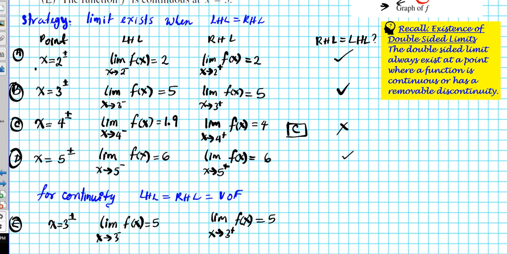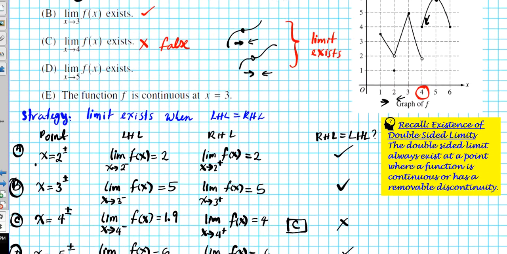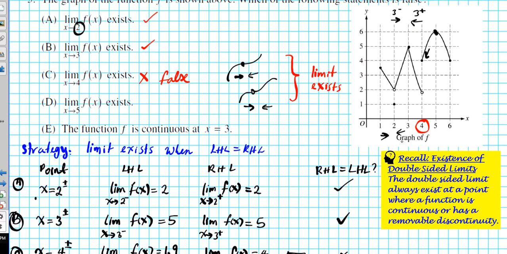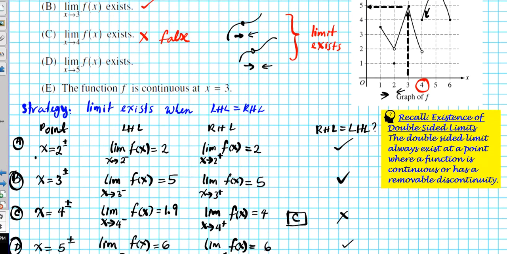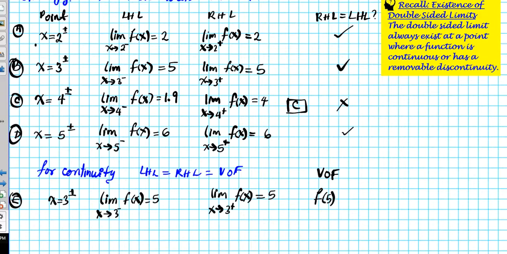We need another condition. We need to find the value of the function. What is the value of the function at x equals 3? So all we are simply doing is evaluating the function at x equals 3. So what is f of 3? At x equals 3, what is the output? We can clearly see that at x equals 3, the output is 5. Okay? So f of 3 is equal to 5.